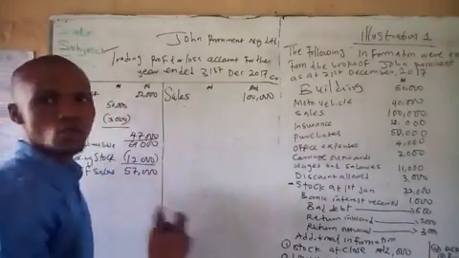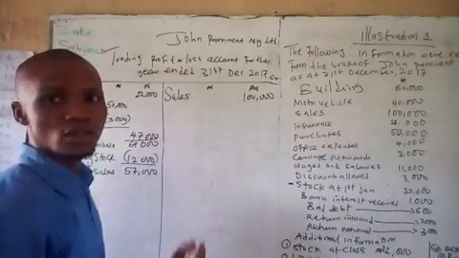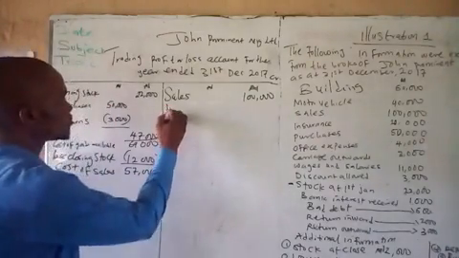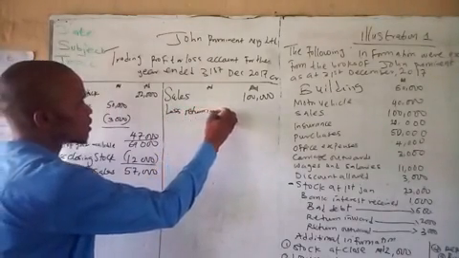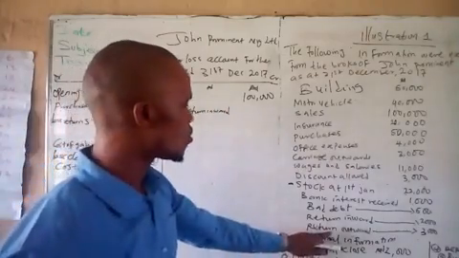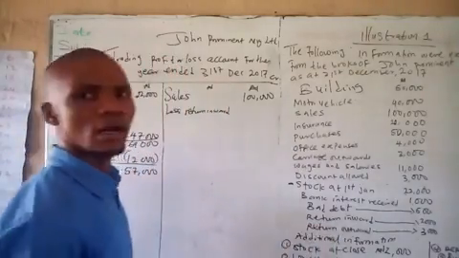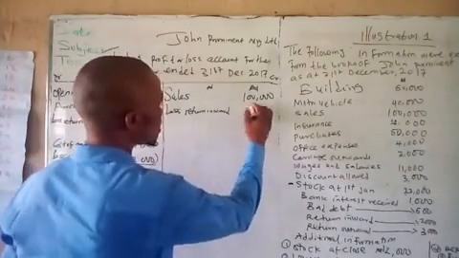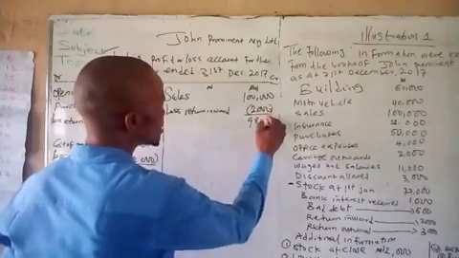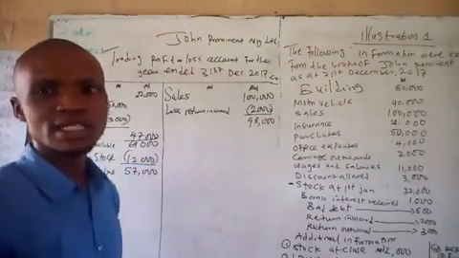What do you do again? You less your return inward. From here, our return inward is 2,000 naira. You less return inward 2,000 naira. Then you have 98,000. Do you know why we are deducting return inward?